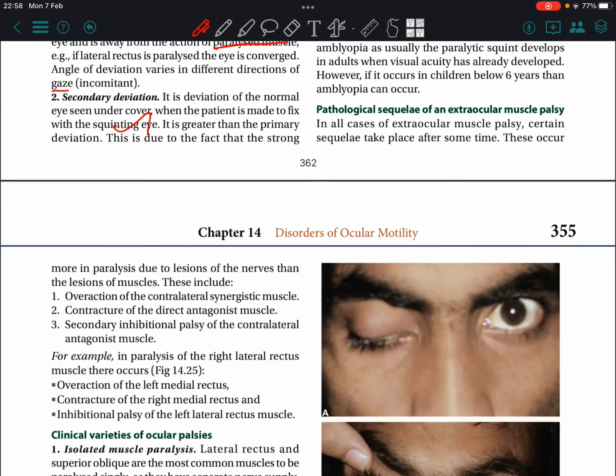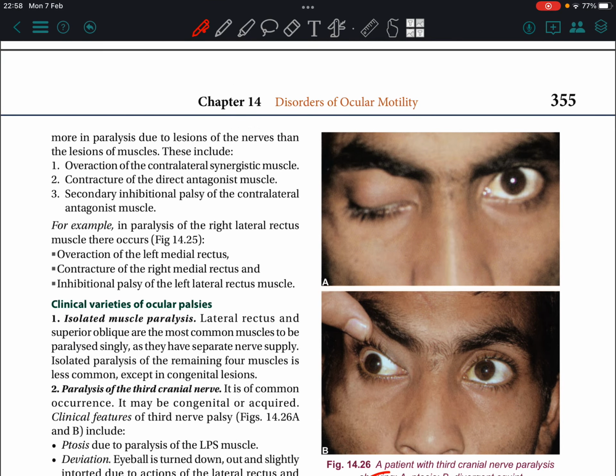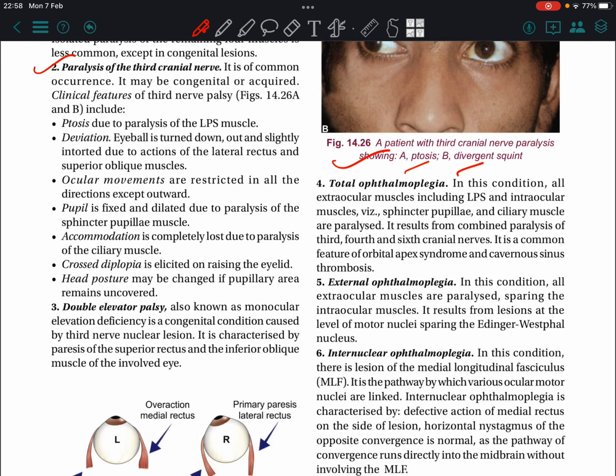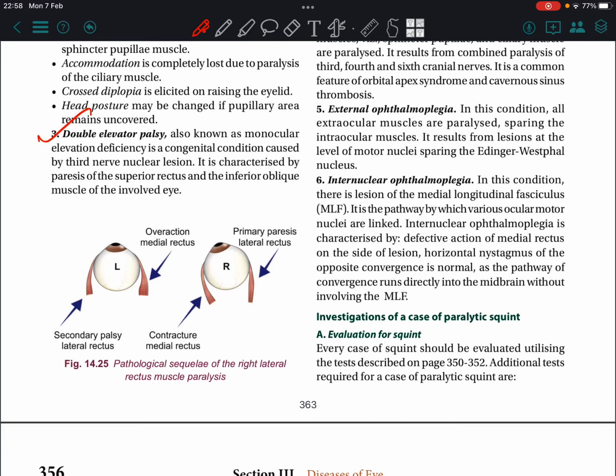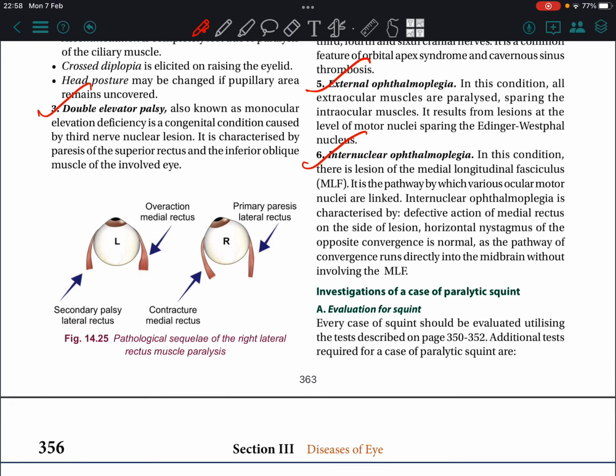Pathological sequelae of extraocular muscle palsy. A patient with third cranial nerve palsy showing ptosis and divergent squint. Clinical varieties of ocular palsy: isolated muscle paralysis of the third cranial nerve, double elevator palsy, total ophthalmoplegia, external ophthalmoplegia, internal nuclear ophthalmoplegia.